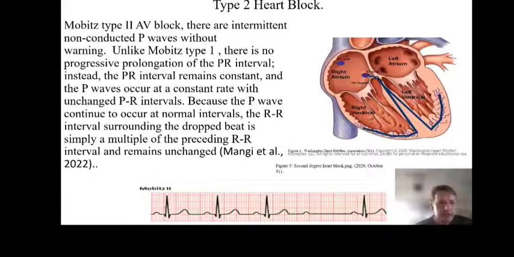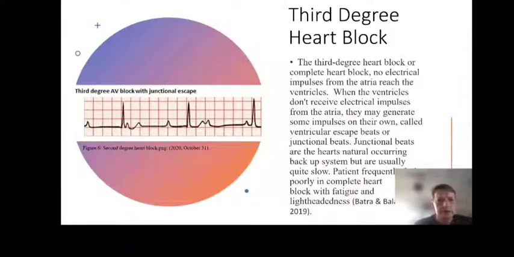So, again, P, QRS, T wave. The PR interval is the same, then suddenly there's a dropped beat. Type 2 heart block, Mobitz type 2, is a much more serious condition than the other heart rhythms we've just seen.